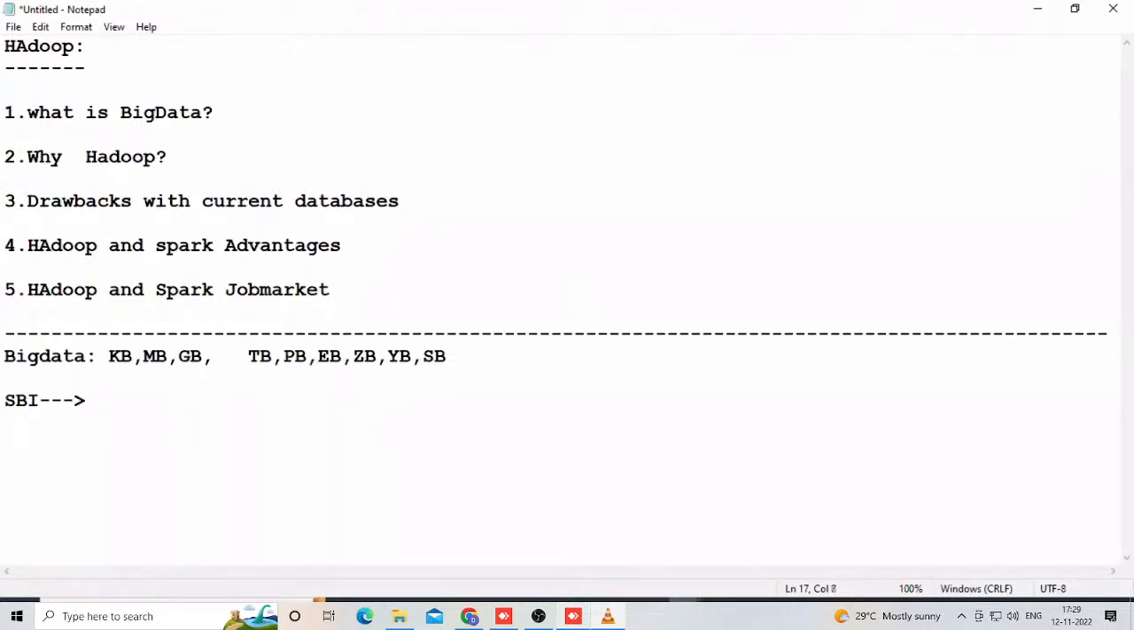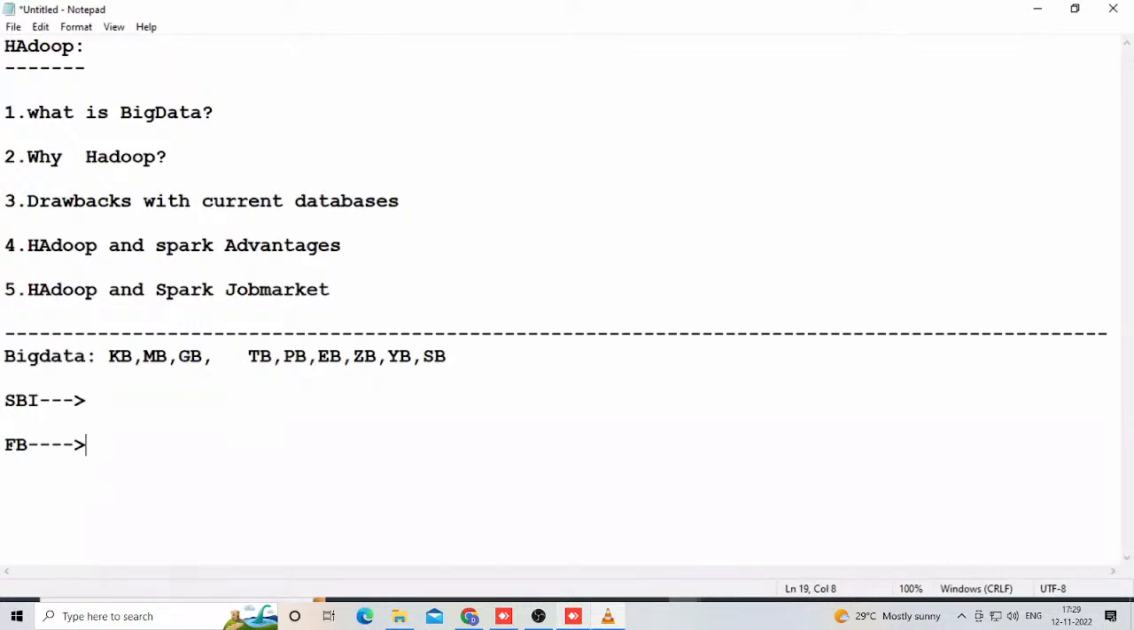Forget about this. Talk about social media like Facebook. Millions of users, not only within the country, but throughout the world. So in a minute, what is the data generated by Facebook? It's not in MBs or GBs. Millions of users are posting, so what is the data generated by Facebook in a minute?